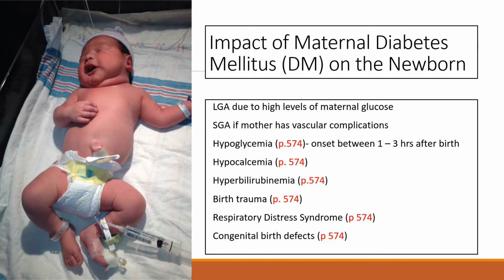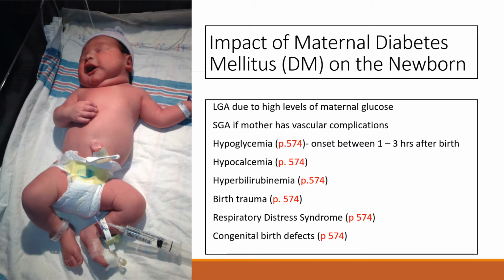There's also hyperbilirubinemia, which is the accumulation of the breakdown of red blood cells in a baby's system. And so they are unable to break down and excrete that byproduct of the breakdown of the red blood cells, which leads to hyperbilirubinemia. There's also the risk for birth trauma. When you think about the babies that are large for gestational age relative to maternal gestational diabetes, these babies may be difficult to deliver vaginally, and so therefore they may be subject to some birth trauma.